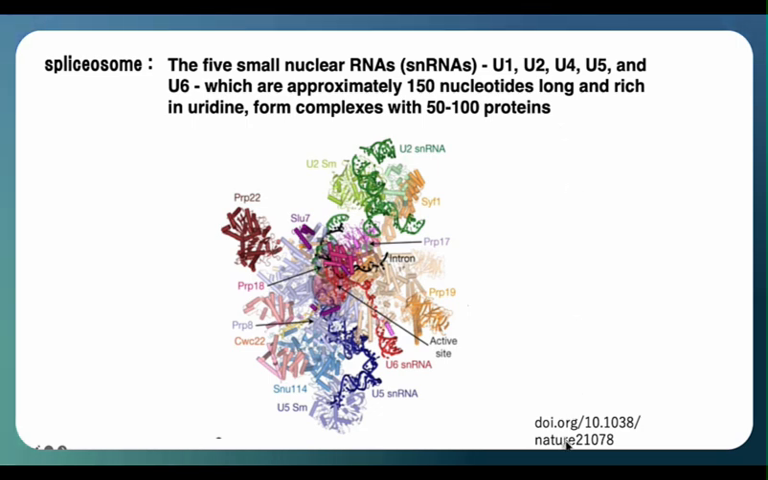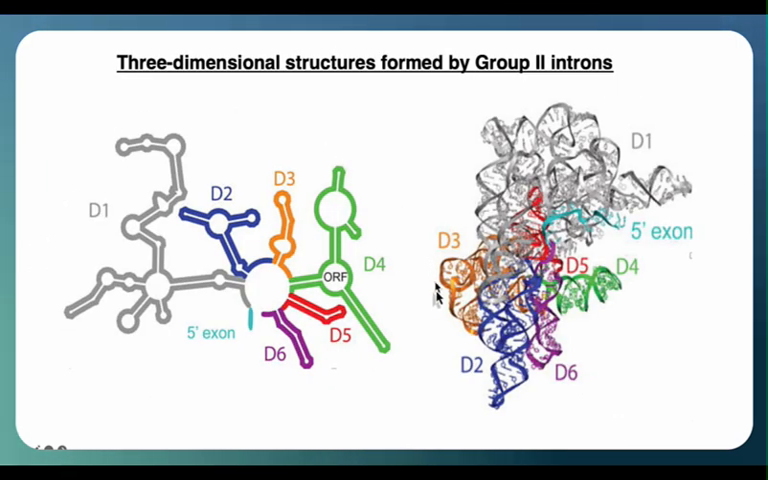The number of proteins varies depending on the species. This is an overview of the spliceosome. On the other hand, here is a two-dimensional schematic of Group II intron RNA, which has 6 structures called arms or domains from D1 to D6. This is a diagram of the three-dimensional structure formed by these arms.